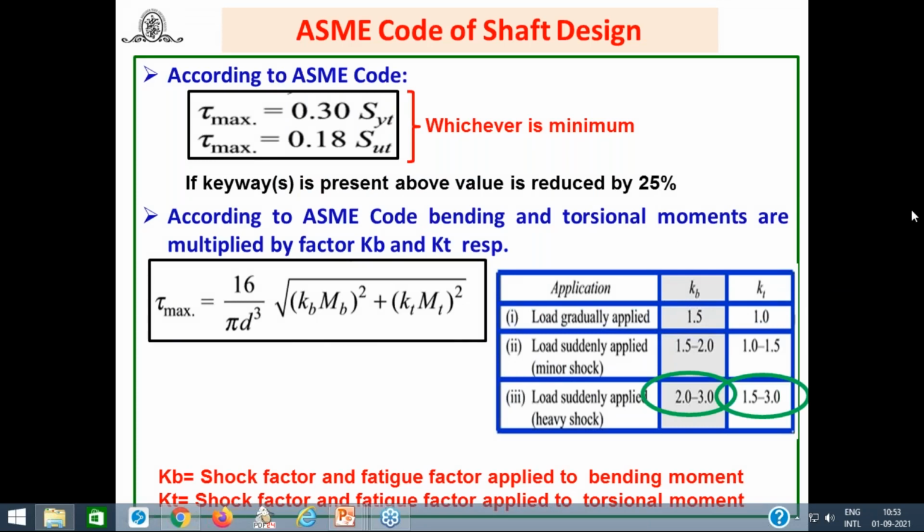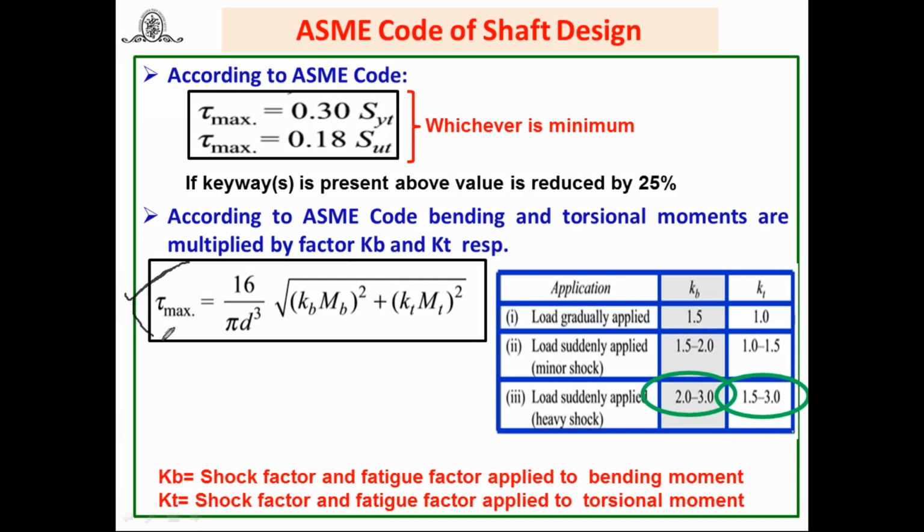Then this is the standard, the ASME code I already discussed. Again, what we have to do? We have to use this relation: Tau max is equal to 16 upon pi d cube into the square root of (KB into MB) squared plus (KT into MT) squared. But in this problem statement I have written heavy load: the load is suddenly applied and varies from minor to heavy. Because of that, you have to assume KB in the range of 2 to 3 and KT in the range of 1.5 to 3. It's given in the problem statement.